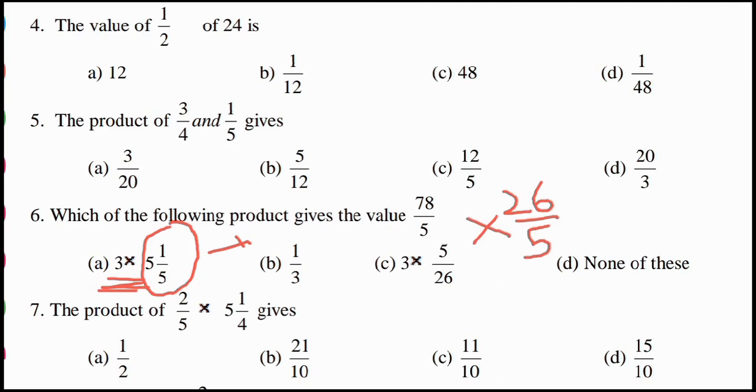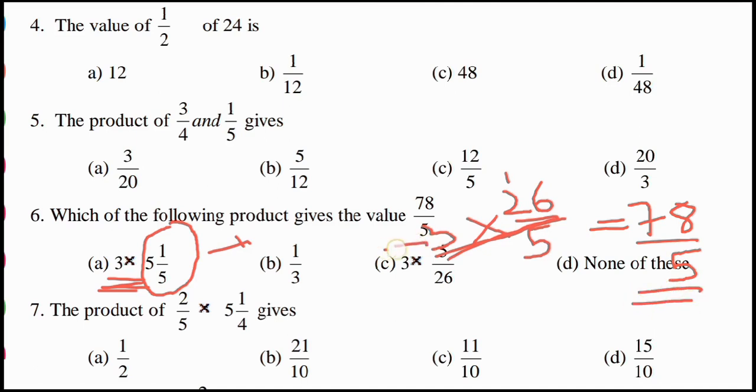And we write this 3 and the multiplication sign as it is. Now we have to do multiplication of this 3 and 26. 6 3s are 18, 8 here and 1 carry. 3 2s are 6, 6 plus 1 is 7, upon 5. So it is 78 upon 5. So by solving this option A, we get this same answer. So the answer is A.